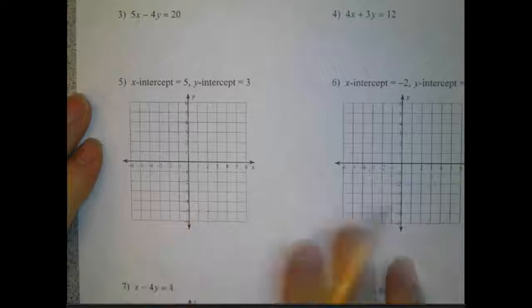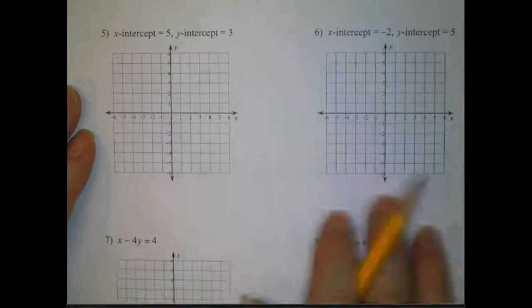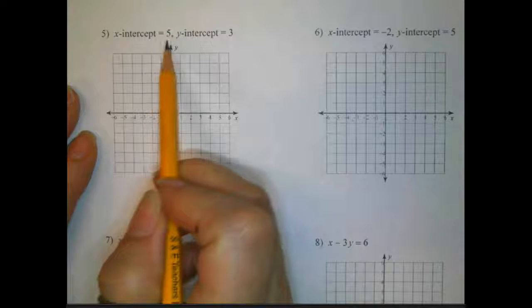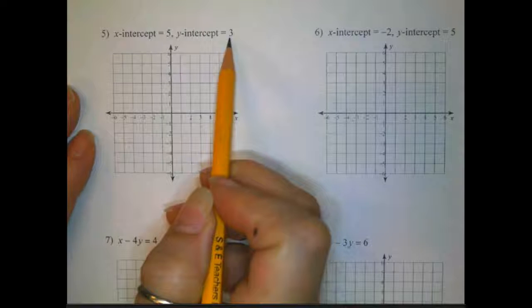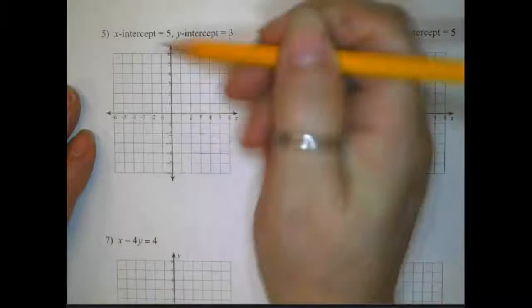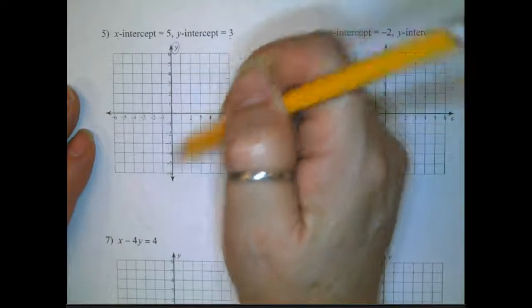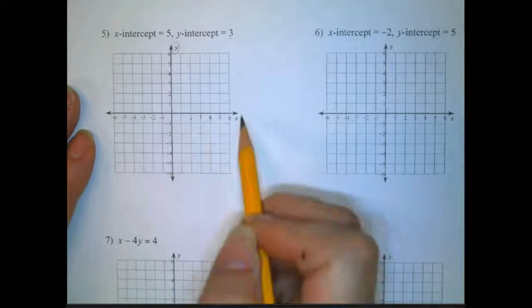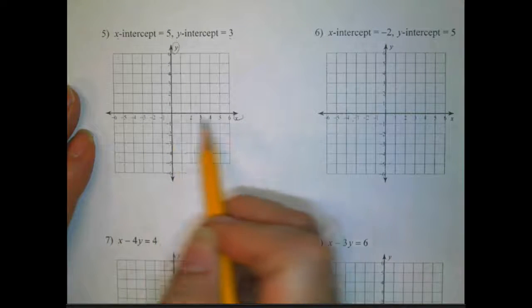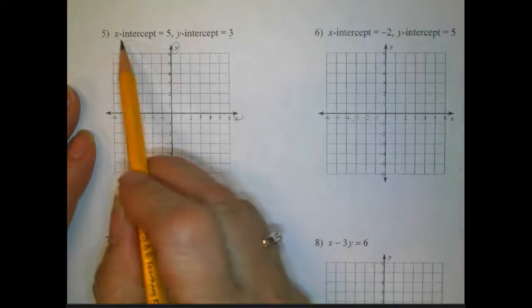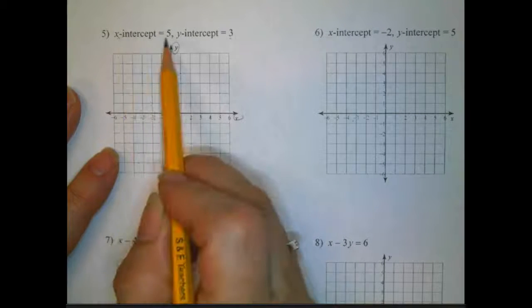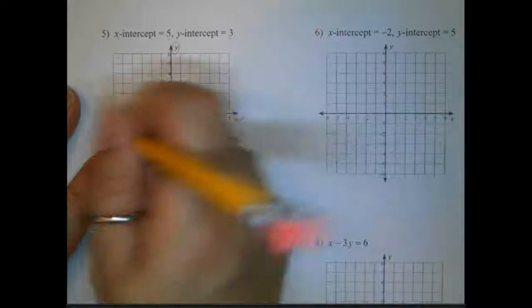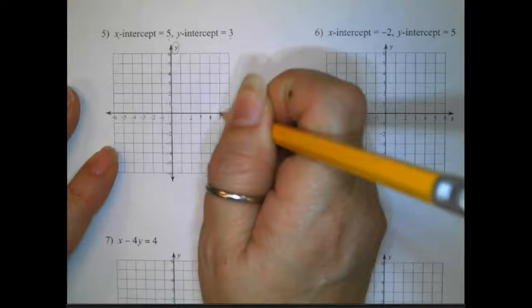So number 5 and 6 are probably the easiest to look at, because all we have to do is it tells us our x-intercept is 5 and our y-intercept is 3. What we need to really understand is that y is this axis here, and that x is this axis here. So when it tells us our x-intercept is equal to 5, what it's telling us is where it crosses this x-axis is at the point positive 5.